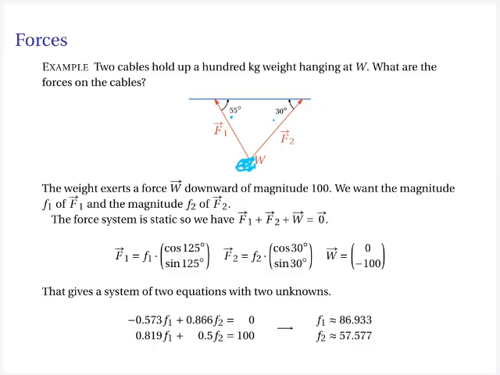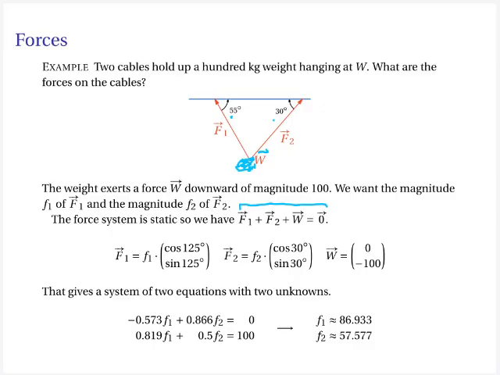So the weight exerts a force downward with a magnitude of 100. We want the magnitude of F1 and the magnitude of F2. And what characterizes what's happening here is that because this picture is standing still, I mean the weight is not dropping to the floor, the cables are actually holding up the weight. The 3 forces, capital F1, capital F2, and W (oops, I didn't put a vector over W) have to add to 0.